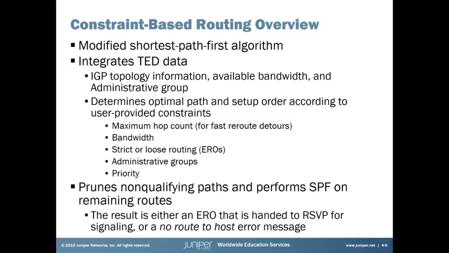Okay, so far so good. All right, so basically the job of the CSPF algorithm is to evaluate all of your requirements, evaluate the topology, and then figure out, is it possible to build a path that meets your requirements? If it is, it will come up with an ERO. If it isn't, it will come up with an error message saying, nope, we can't build that.